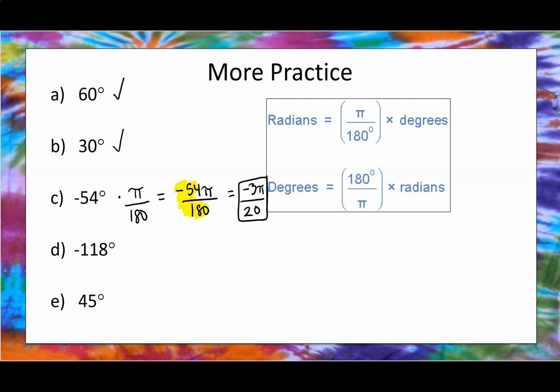All right. Next one, we multiply by pi over 180. Okay, obviously that gives us a negative 118 pi over 180. Again, put that in your graphing calculator, leave out the pi, press math frac, and you should be left with a negative 59 pi over 180.